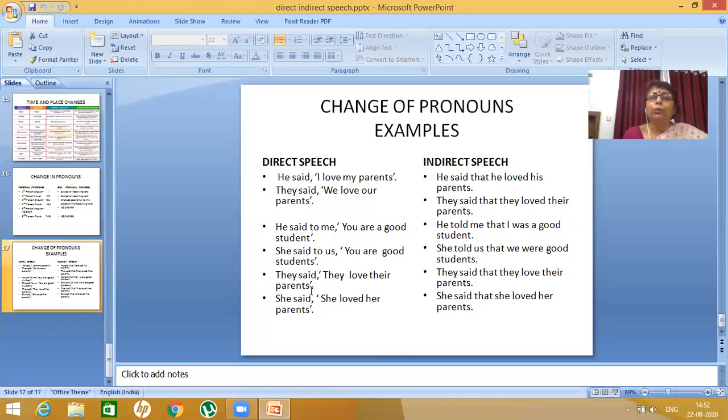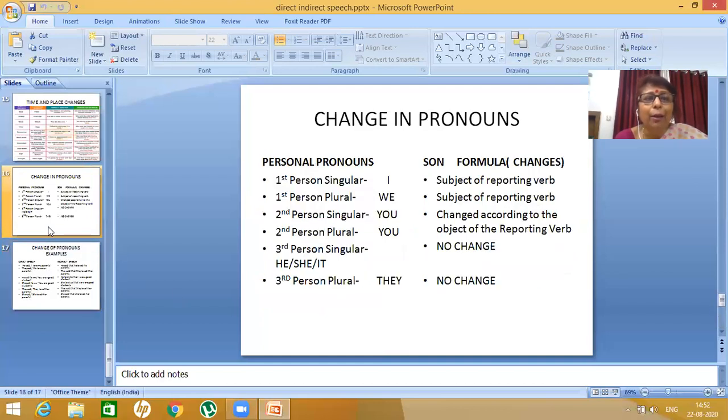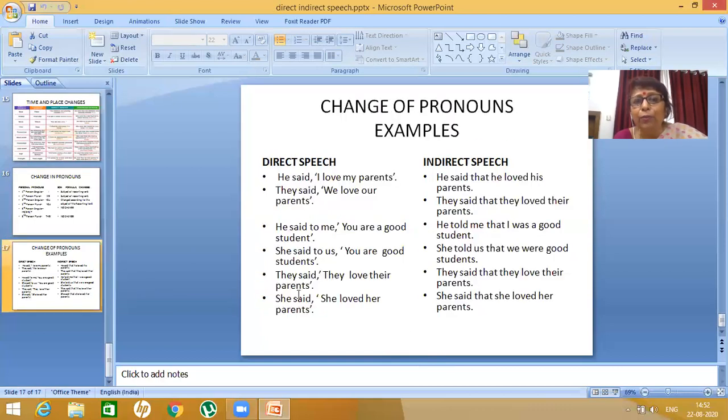Now let us come to the next sentences. The next two: they said, "They love their parents." Again, let us come to this formula. The third person singular, he, she, it, and the third person plural, they. In this, you won't be making any change. So you can see over here, they said they love their parents. "They" remains "they" only over here. They said that they love their parents.